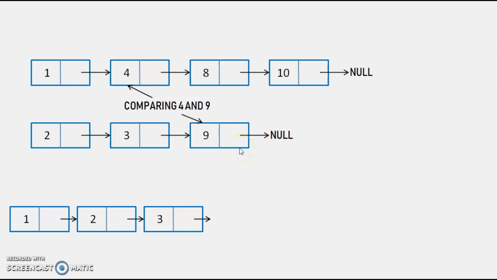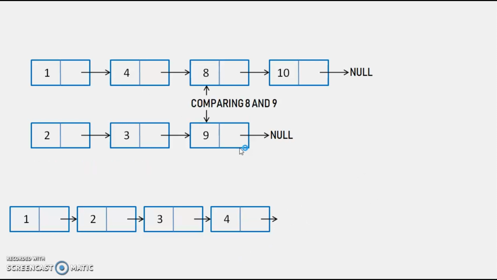Now as 3 is added from the first list, we move on to the next element 9 and compare it with 4. Obviously 4 is less than 9. Thus we add a node in the third list having data field as 4. As 4 is added from the first list, we move on to the next element, which is 8, and compare it with 9. Now as 8 is less than 9, we add a node in the third list having data field as 8.